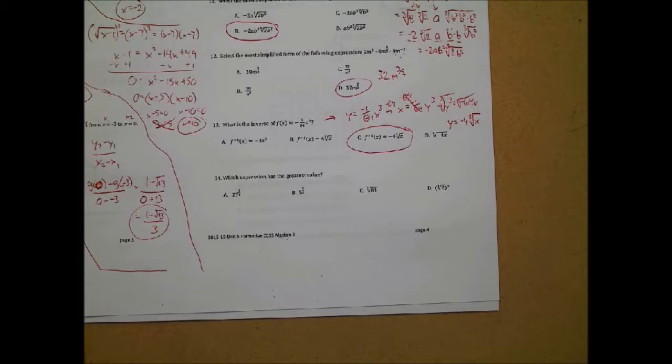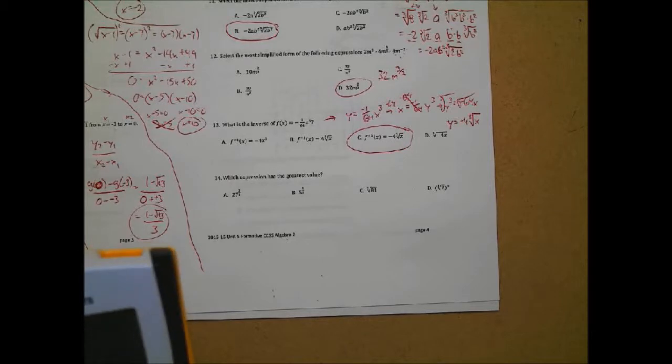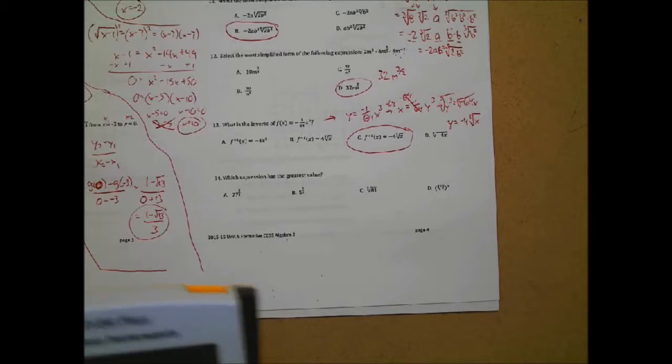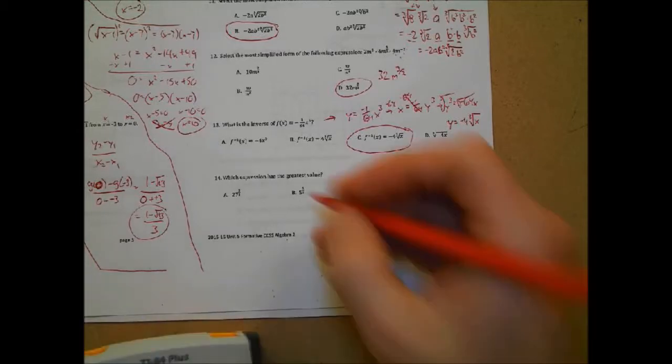Okay, I'm going to see here if I can figure that out real quick. All right, 5 to the 3 halves. Cube root of 81, and then cube root 2 to the 8. Okay, so B is your answer there.